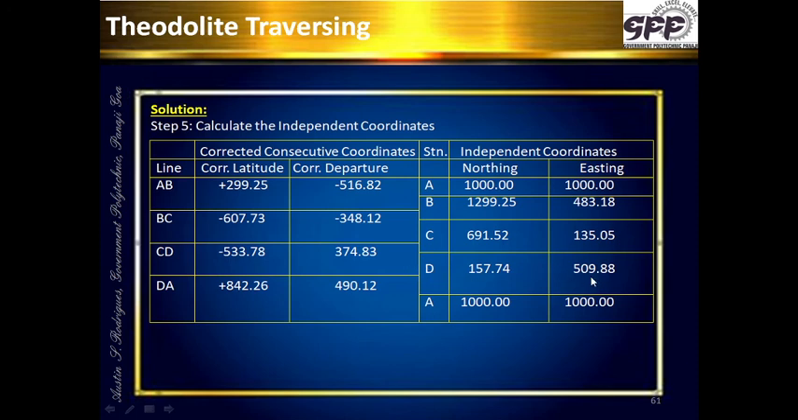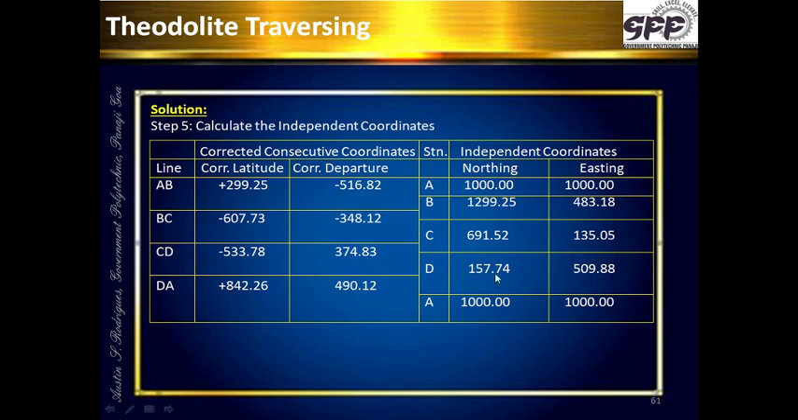In order to get the easting of the point D, take the easting of the point C and then add to that the departure of CD. With this, the problem is complete. We have to only give a check to verify if all these calculations of independent coordinates are correct.